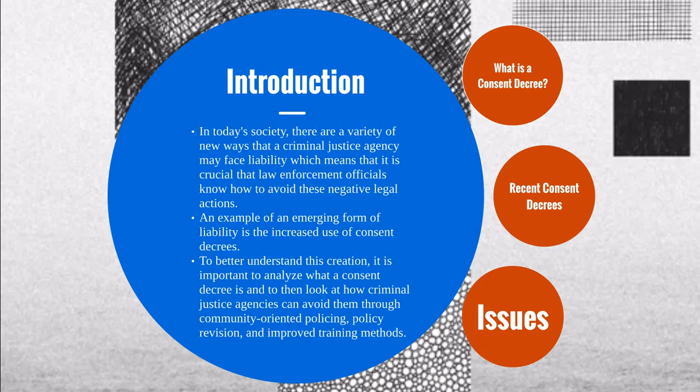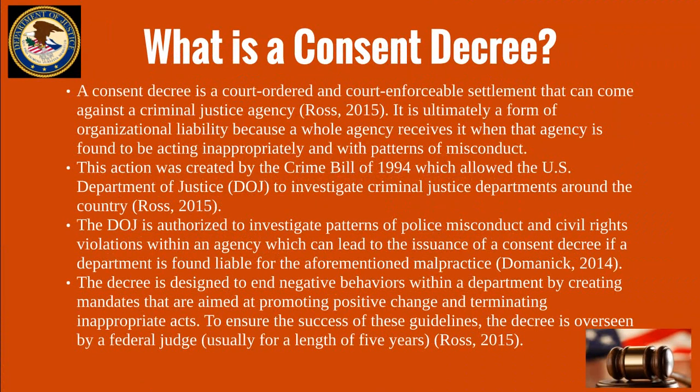And it's very important that law enforcement officials know how to avoid liabilities and the negative legal actions that come from them. An example of an emerging form of liability within policing is the increased use of consent decrees. To better understand this creation, it's important to analyze what a consent decree is, and to then look at how criminal justice agencies can avoid them through community-oriented policing tactics, policy revision, and improved training methods. So the first thing we're going to look at is what is a consent decree.